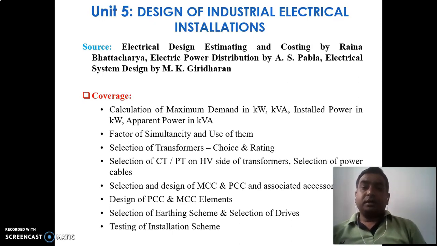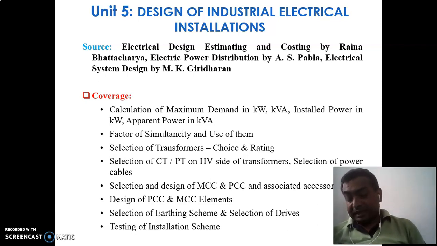Unit 5 does not have part A and part B, but it is completely a single unit. It is design of industrial electrical installations. Now, basically, whatever you studied up till now, that is in Unit 1 to Unit 4, here is the time to apply that particular knowledge for designing of an electrical installation. This unit gives you a complete practical approach to the design of industrial electrical installations. The contents you can see here.